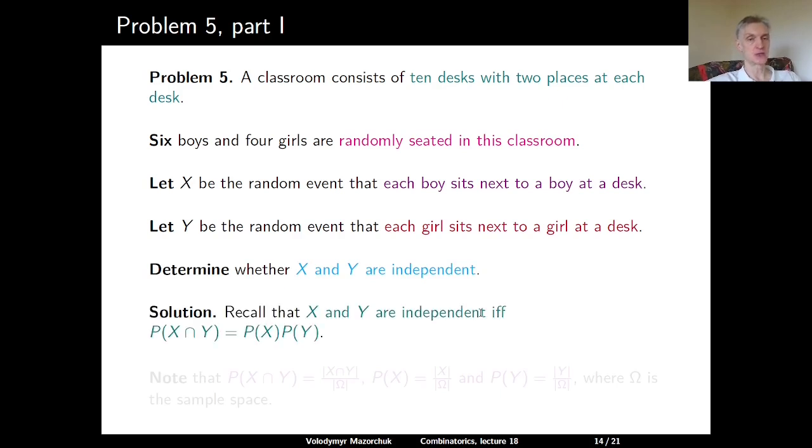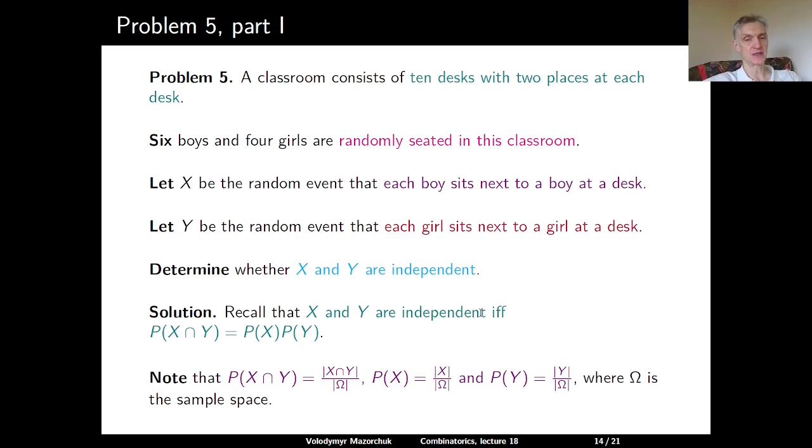Solution. Recall that two events X and Y are independent, by definition, if and only if the probability of X intersection with Y is equal to the probability of X times the probability of Y. The probability of X intersection with Y equals the cardinality of X intersection with Y divided by the cardinality of Omega. Omega is a sample space. The probability of X equals the cardinality of X divided by the cardinality of Omega, and the probability of Y equals the cardinality of Y divided by the cardinality of Omega.